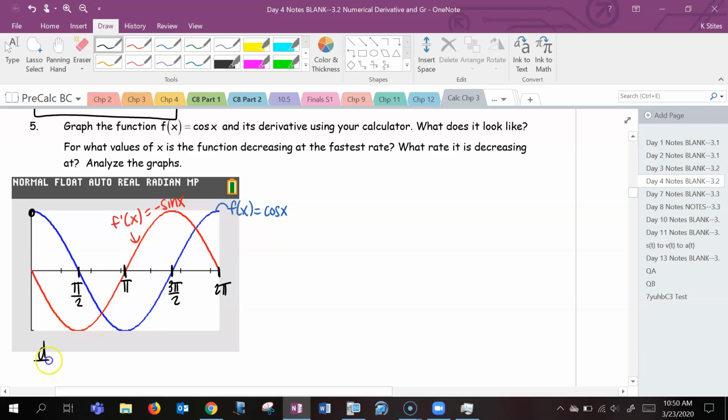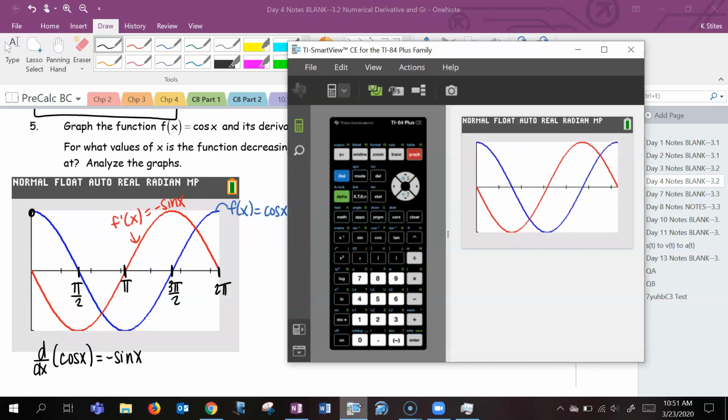So this is something that you are going to have to memorize at the end of this chapter, section 3.5, derivative of sine and cosine curves, is that the derivative of cosine x is negative sine x. All right, so for what values of x is the function decreasing at the fastest rate? Well, when it's decreasing at the fastest rate, what that's really referring to is the minimum of your derivative, right? Decreasing, so it's going down at the fastest rate. So that's saying like this spot here.